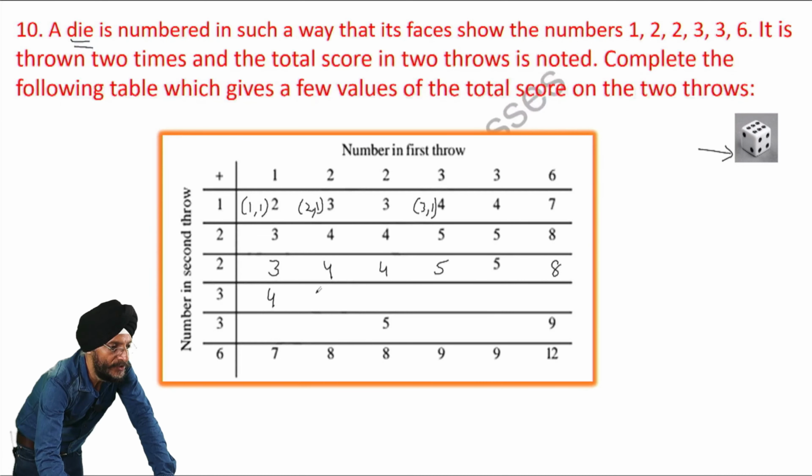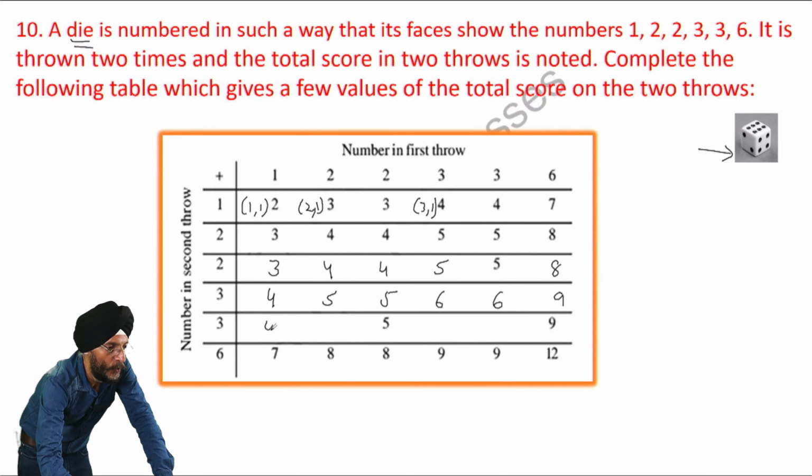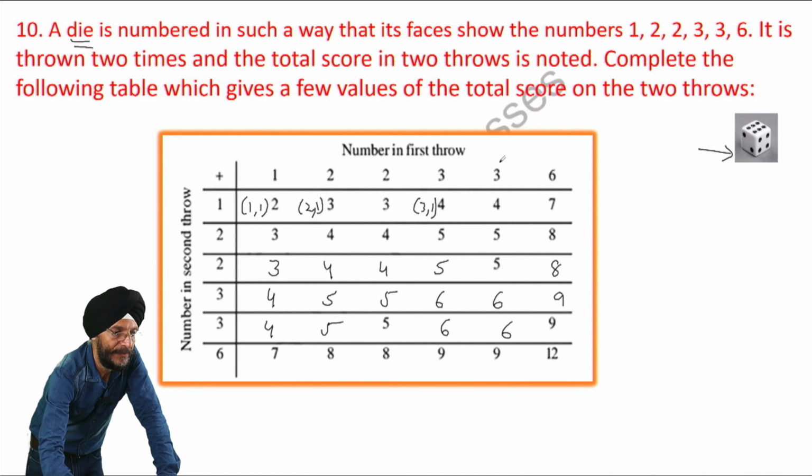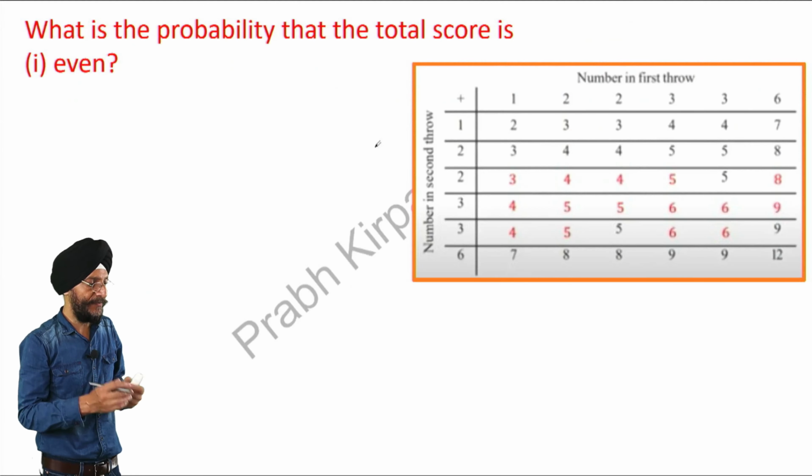3, 1, 4, 3, 2, 5, 3, 2, 5, 3, 3, 6, 3, 3, 6, 3, 6, 9. 3 plus 1. Here we have to add 3 to all these. 3 plus 1, 4, 5, 5, 6, 6, 9. Here the table has been completed. Now we will proceed further.